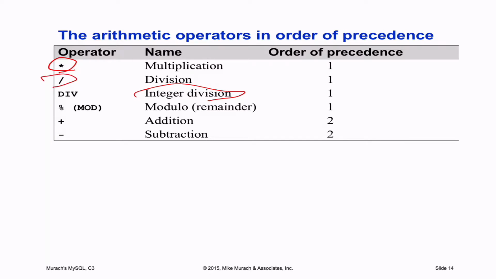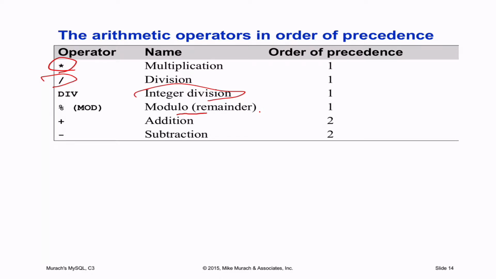Then there's the modulo. If you've taken programming before, you're probably familiar with this. What it does is, on a division operation, it only returns the remainder. That can be helpful for things like trying to identify if a number is odd or even, things like that. Rarely used in SQL, but it is available.